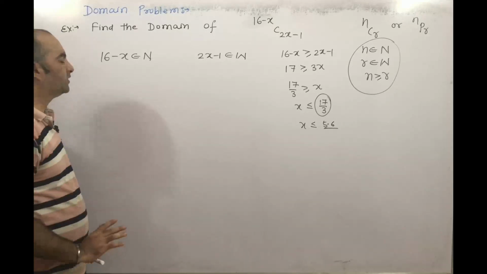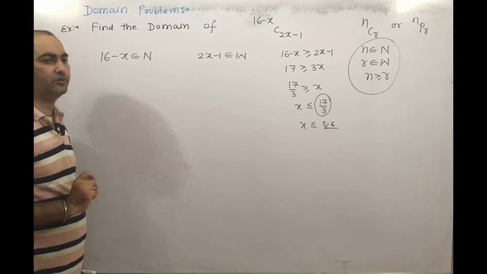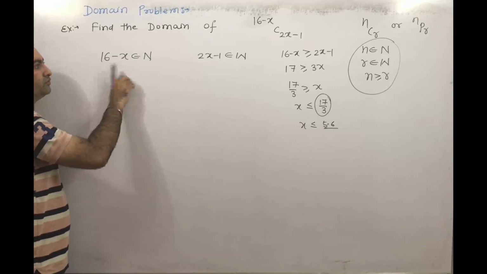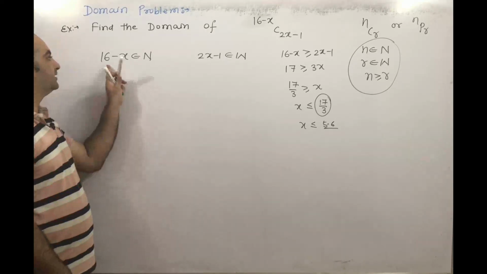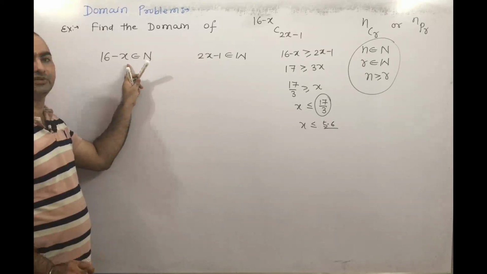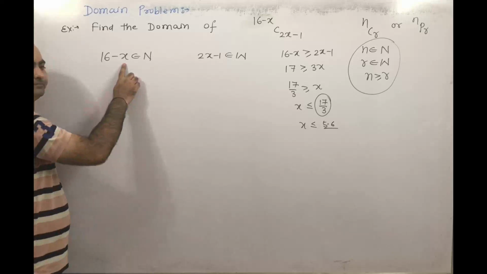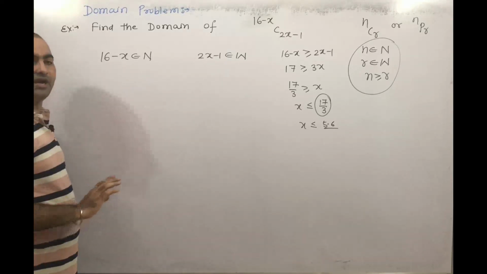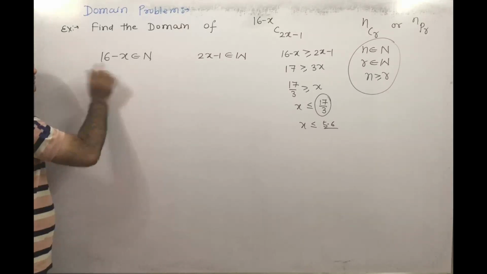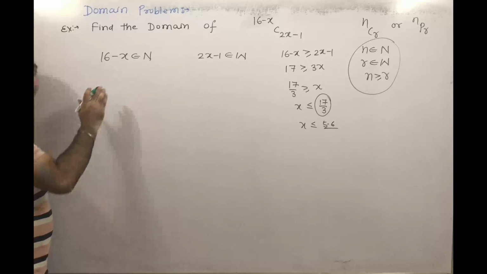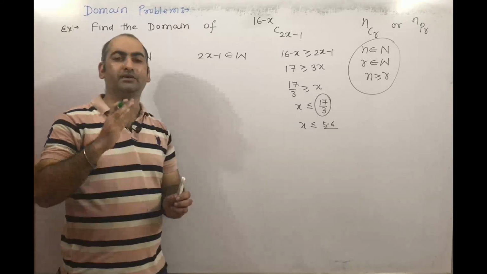Now we have to check positive integers. What is the maximum positive integer we can put here? If I put 16, then 16 minus 16 is 0. That we don't want, because we want 16 minus x to be a natural number. If I put x equal to 16, this will not be a natural number. Now if I put 15, then 16 minus 15 is 1, so 15 we want. And if I take 17 or 18, this will become negative.